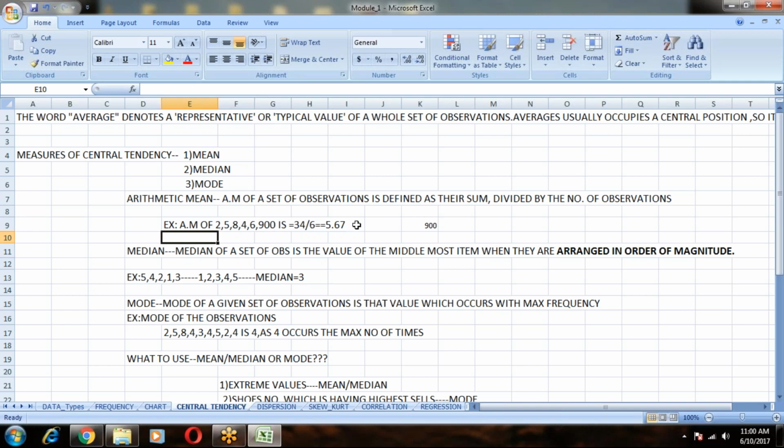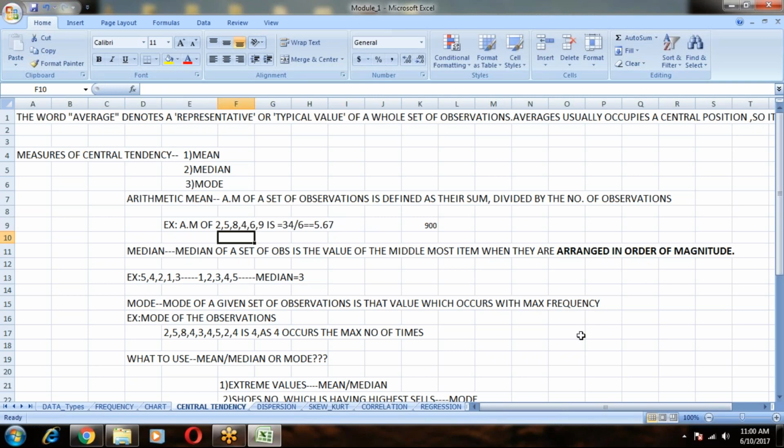Okay, so suppose your value would get changed. Here you have to show it. Anyway, again the calculation I need to do. You can understand that if I'm adding 900 in place of 9, this average 5.67 would get changed, and a much higher value we will get.